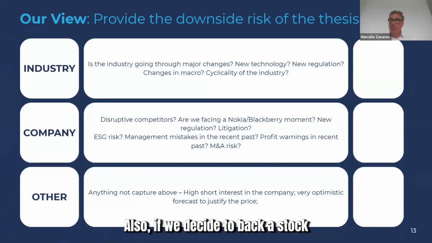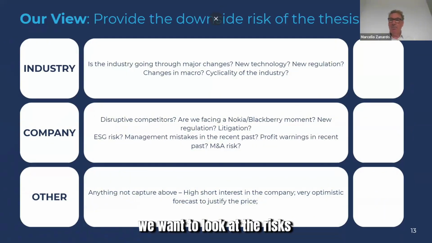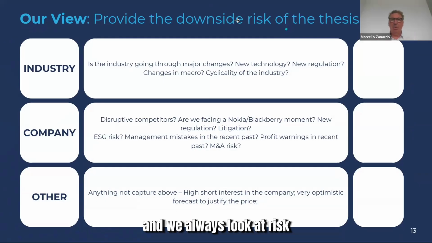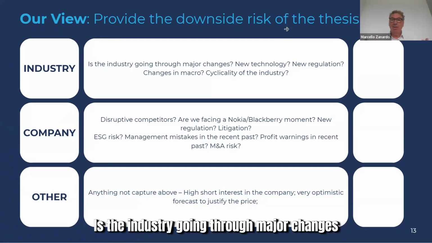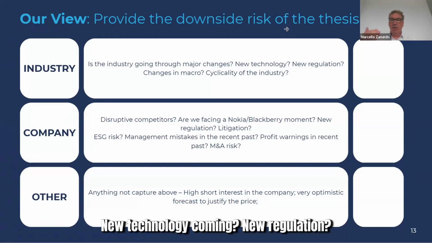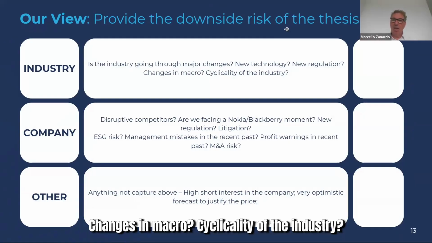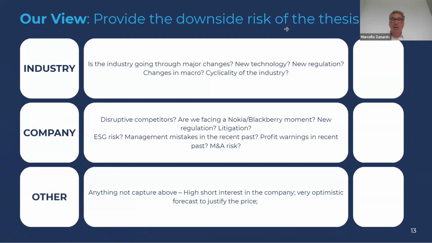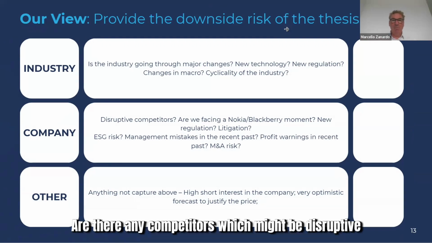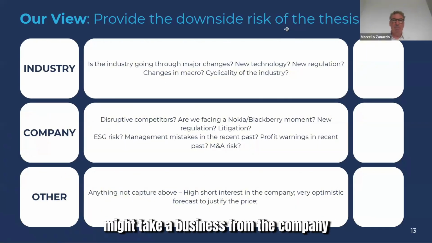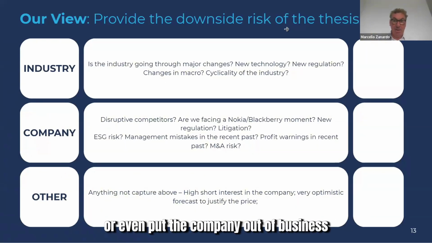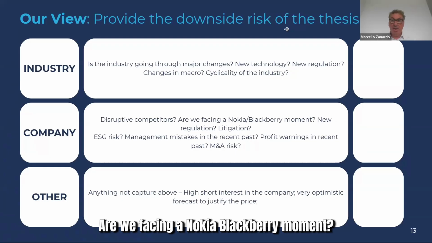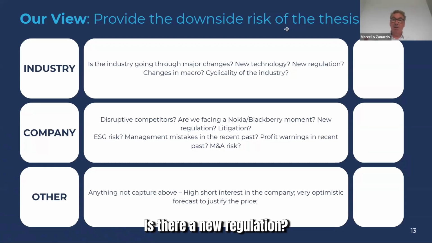Also, if we decide to back a stock, we want to look at the risks, and we always look at risk. So we start with the industry. Is the industry going through major changes, new technology coming, new regulation, geopolitics, changes in macro, cyclicality of the industry? Then we look at the company. Are there any competitors which might be disruptive, might take business from the company or even put the company out of business? Are we facing a Nokia BlackBerry moment? Is there a new regulation?